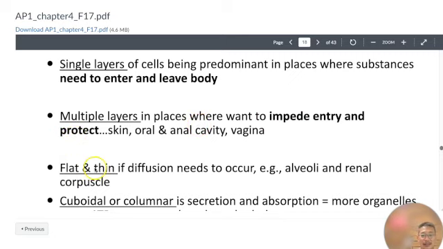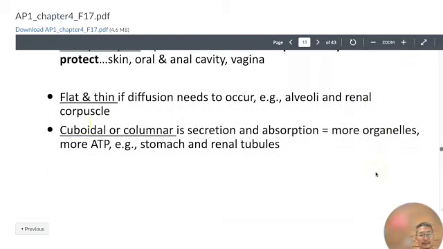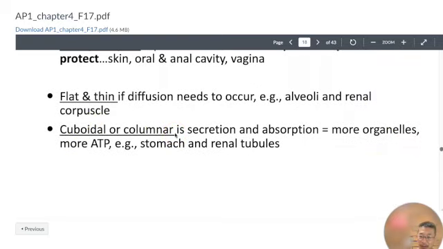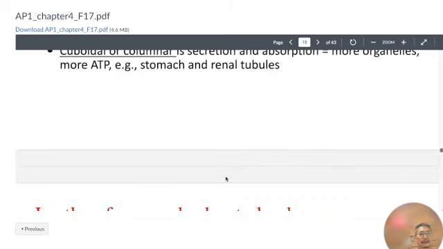When it's flat and thin, like a single layer, things go in and out, like your lungs. Alveoli is part of the lung. Let oxygen and carbon dioxide exchange. In the renal corpuscle, it's in your kidneys. It lets sodium and potassium and all that stuff go in and out. Cuboid and columnar is now thicker. Okay, secretion and absorption. It's more organelle, which means it's got more organs. It uses more ATP, something like in your stomach and renal tubules and in your intestines and all that stuff.